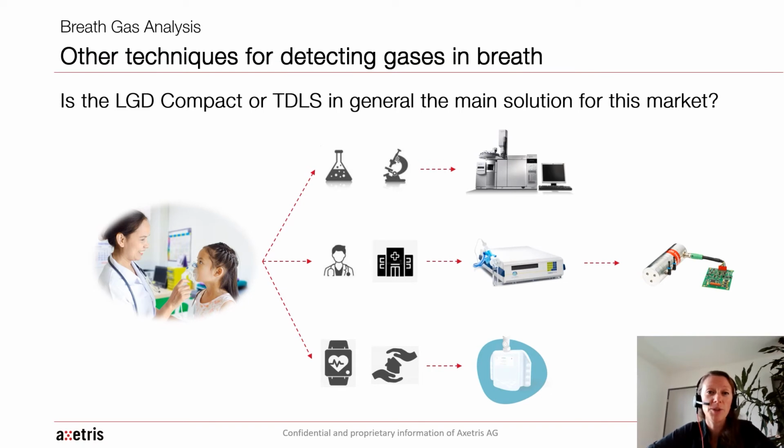But right here in between, there is a market that is very well suited for the TDLS technique and the LGD Compact. These are small devices for diagnostics in medical practices or hospitals, for example. Here we are talking about the detection of individual diseases. So we are talking about these specific biomarkers. And these can often be detected very well with the TDLS technology. And in addition, the price for the LGD Compact often corresponds exactly to what the sensor technology in such devices is usually allowed to cost.